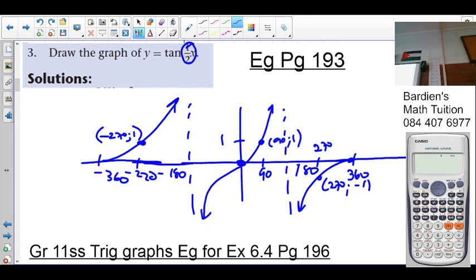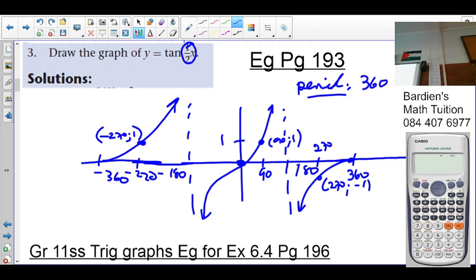There's that graph. Okay. Now the question is, what is the equation of the asymptotes? The equation of the asymptotes is x is equal to 180 and minus 1. Okay. The period of this graph, period is going to be how much? What's the time taken to complete one full cycle? From negative 180 to 180 is 360 degrees.